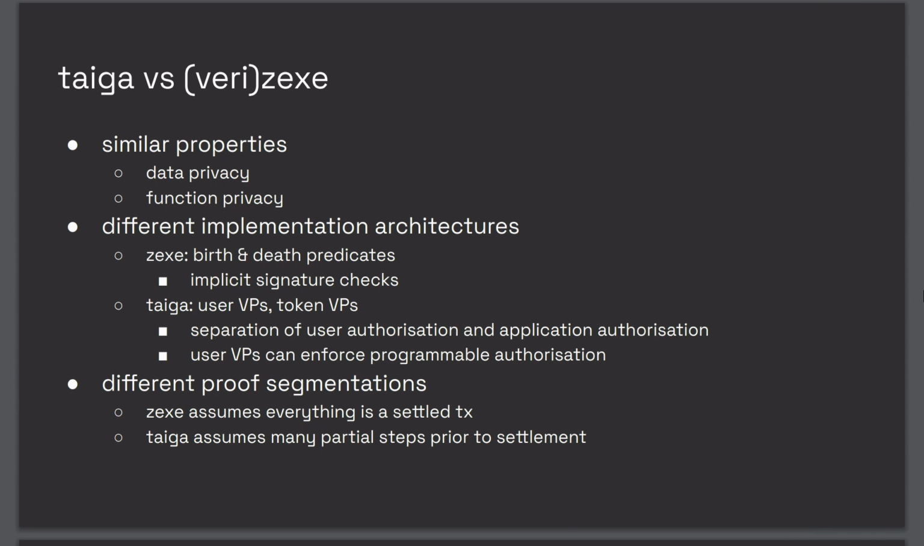And Taiga also accounts for this off-chain partial settlement, right? So you only really want to post your transaction to the blockchain when it balances and you've agreed on it, and even then it's maximally compressed. You could always take 2 valid transactions and make another valid transaction, and maybe then it's cheaper to settle. Only order when you need to. So Taiga is similar to Zexe in terms of broad properties, but has a different kind of implementation architecture and different segmentation of proofs.